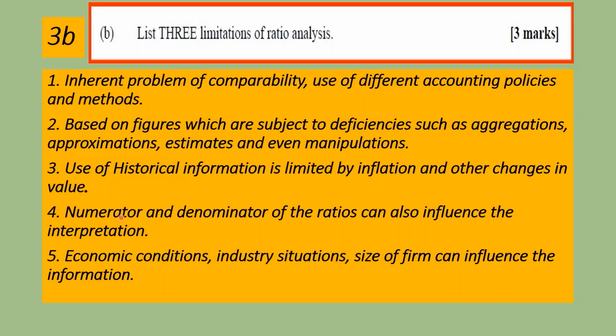Four, numerator and denominator of the ratios can also influence the interpretation. Right, what do you choose for your base? For instance, we just looked at the vertical analysis, and we saw that we could choose which base we want to and calculate the ratios on the basis of it. So numerator and denominator can influence the interpretation. Five, economic conditions, industry situation, size of firm can influence information as well.